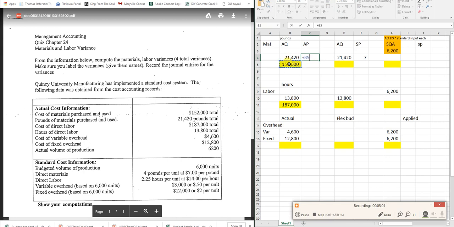So if 152,000 is the total, I just divide it by the quantity of pounds, and I get my materials pounds rate. The price per pound is $7.10. I'm going to do the same thing for hours. And again, you just back into it.